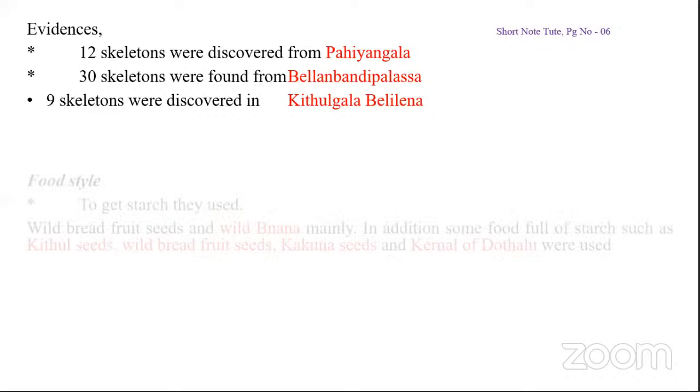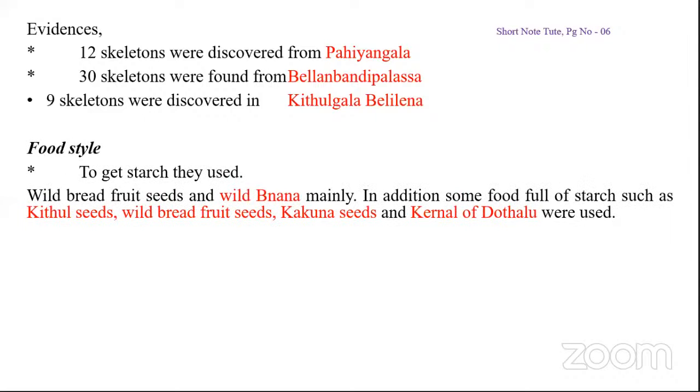Right? So now food style. That's something that we have to learn. Communal life, then the second thing is food style. What type of food were they using? To get starch, what did they use? Wild breadfruit seeds and wild banana mainly.